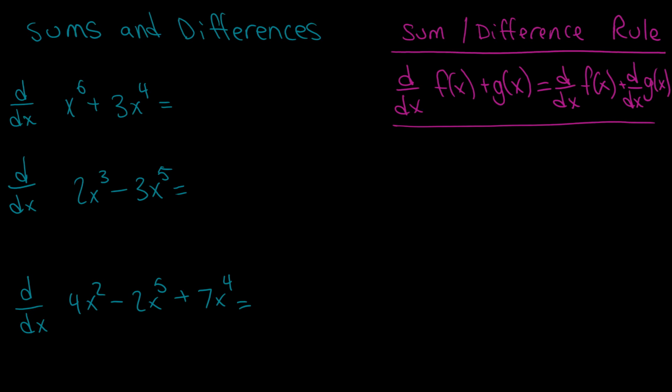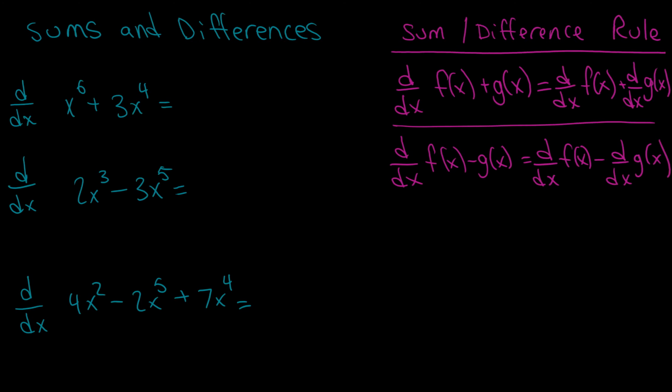Now similarly, we get the difference rule. You might be able to guess. That means if we take f of x minus g of x, all differentiated, that's the same as differentiating them separately and subtracting them, or taking the difference, g of x. So it's fairly simple, just break it up into parts.